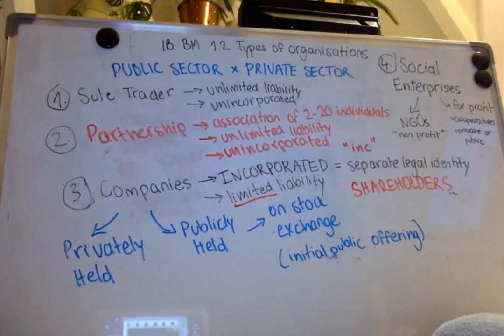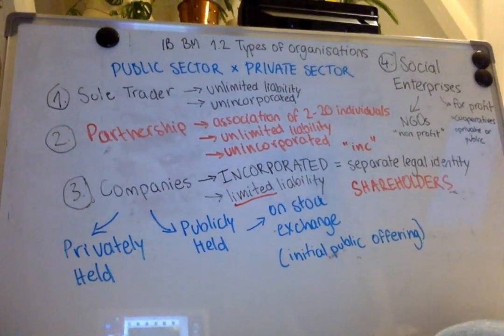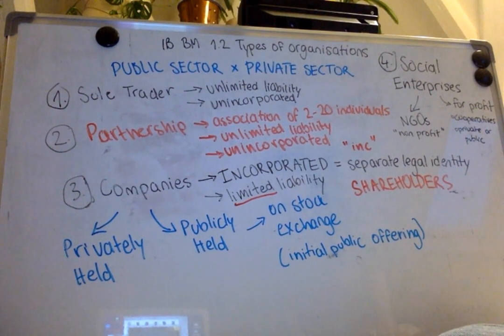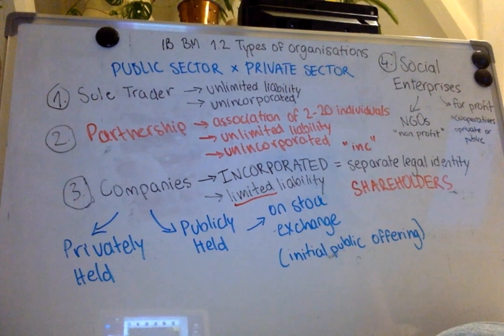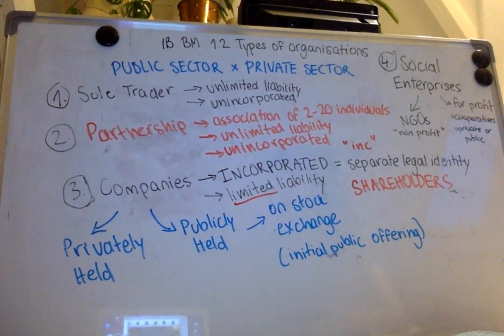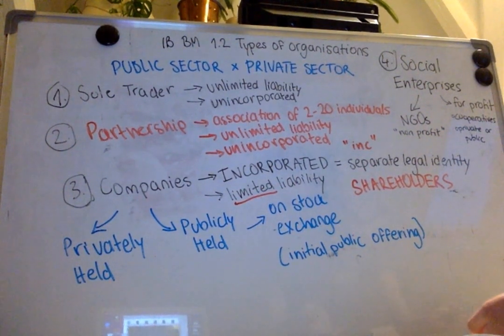So first we need to learn the distinction between a public sector and a private sector. The public sector is owned and funded by the government. What the public sector does is provide public goods, like merit goods, like education, etc. The private sector is owned by individuals or groups of individuals. It can be for profit or not for profit, but the idea is it is not owned by the government.